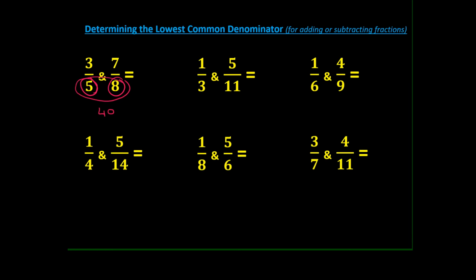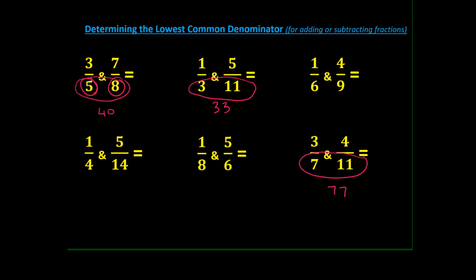So looking at these examples here, there are 2 other examples where that is also the case. With 3 and 11, we can just multiply 3 times 11 to get 33, and that will be the lowest common denominator. And the other one is with 7 and 11. We can multiply 7 by 11 to get 77, and that is the lowest common denominator.